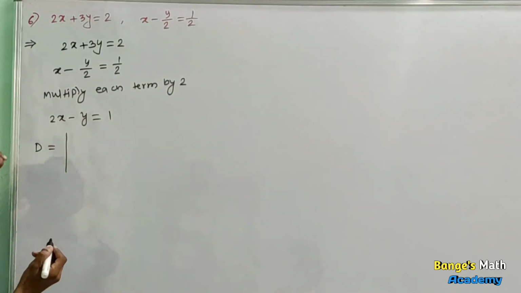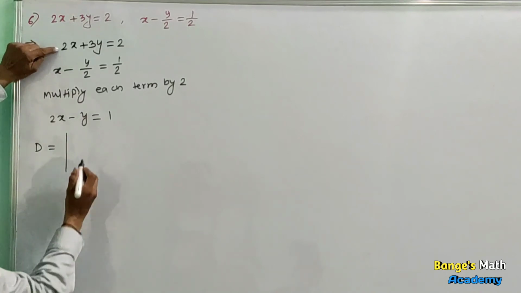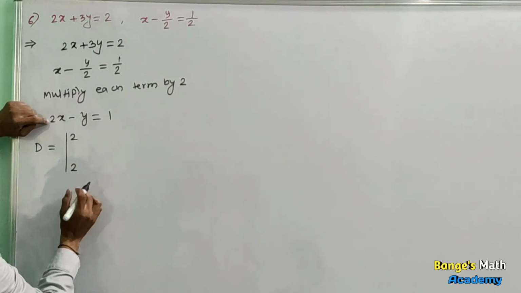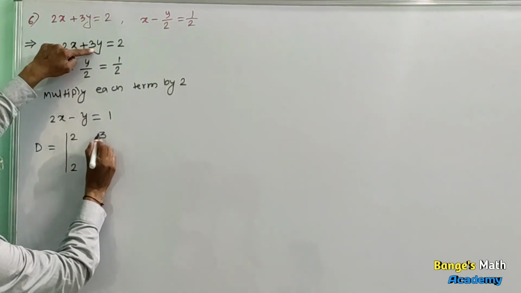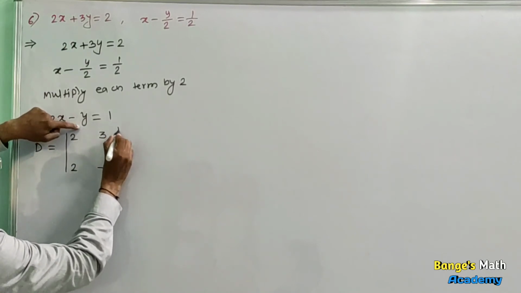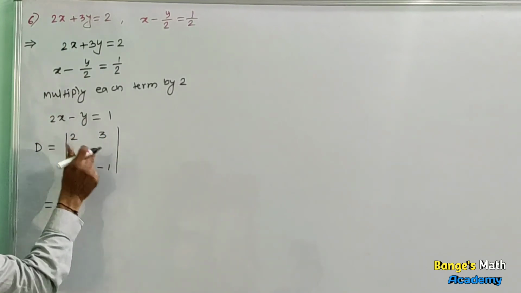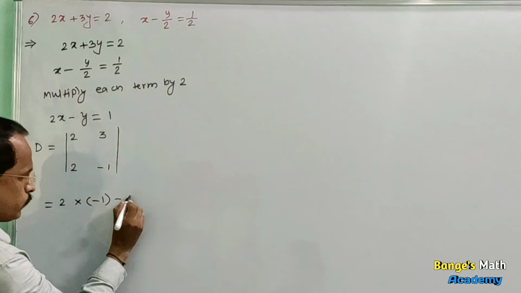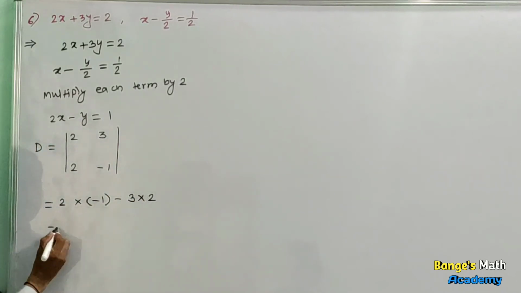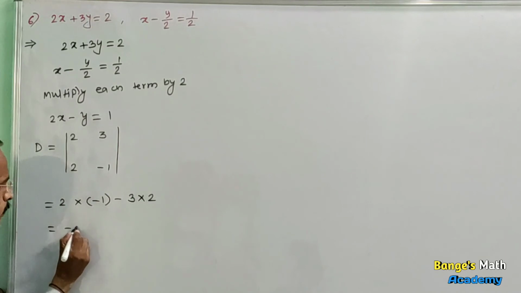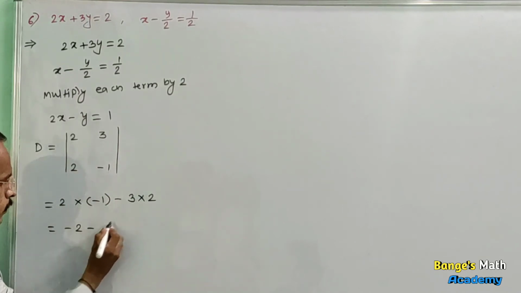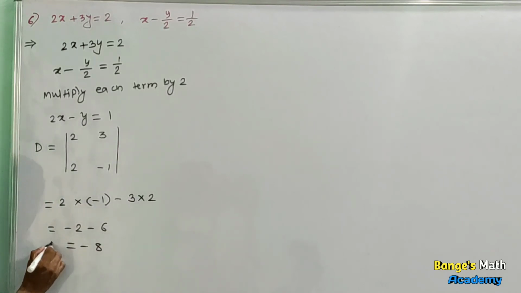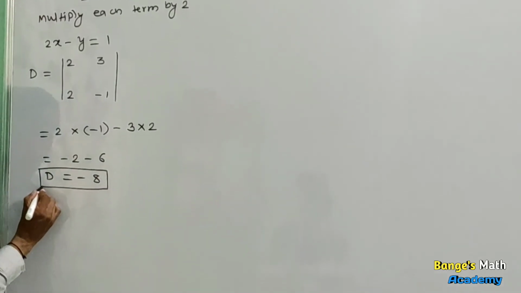In first column write down coefficients of x: 2, 2. In second column write down coefficients of y: 3, minus 1. Simplify this. 2 into minus 1, minus 3 into 2, is equal to product of this 2 into minus 1 is minus 2, minus 3 into 2 is 6, minus 2 minus 6 is minus 8. We get value of d is minus 8.